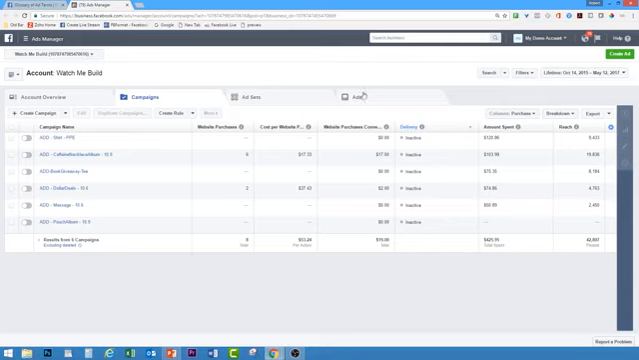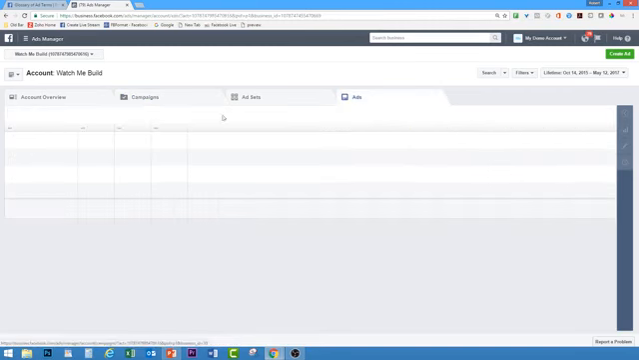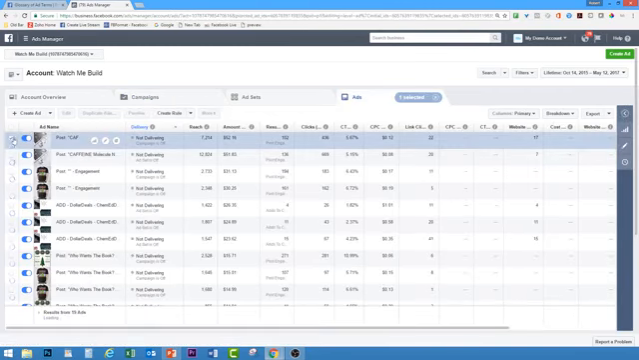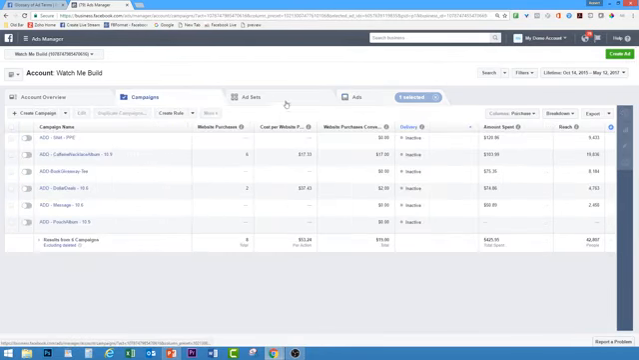Now, somebody asked if I could go through how to get to your creative from here. You just go to your ads and click on the checkbox and then hit preview right here. That's how you get to your creative. Okay, but I'm not going to answer those questions right now. We just want to stick to reporting.